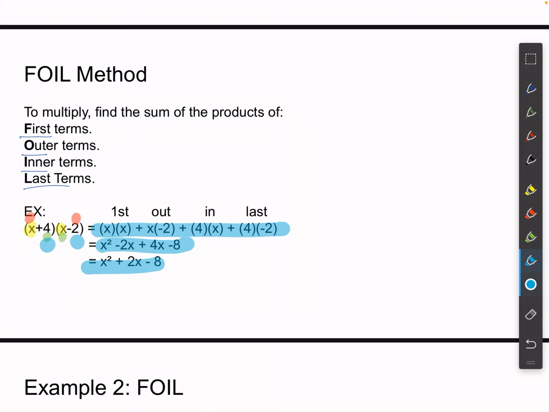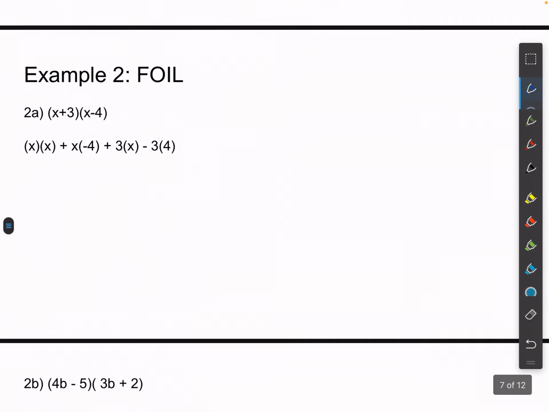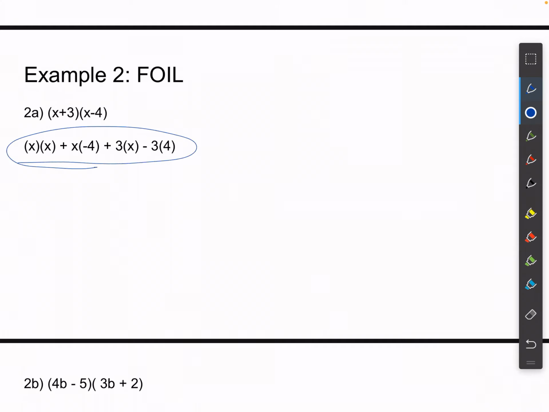So it's the same thing we've been doing, just a method that, if you hear me say FOIL, it's just basically saying use the distributive property twice. So let's look at this one for 2a. We have x plus 3 times x minus 4. I'll begin to set it up here for you.